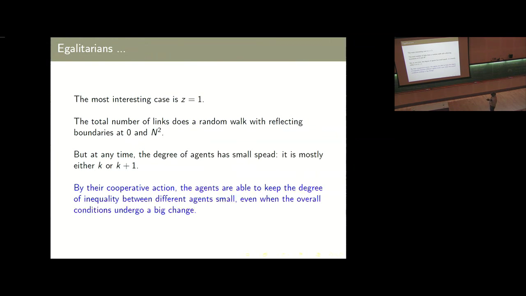The total number of links in the network is a random walk with reflecting boundaries from 0 to n squared. But at any time the degree of an agent has a small spread, either the degree is k or k plus 1, but k is changing in time. So by their cooperative action, the agents are able to keep the degree of inequality between different agents small, even when the overall conditions in the system are undergoing very big changes.